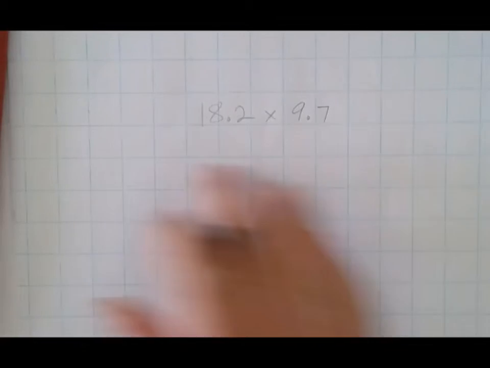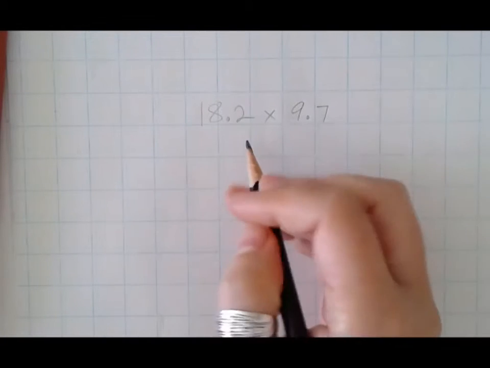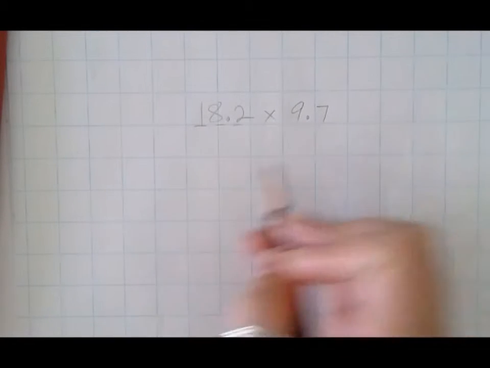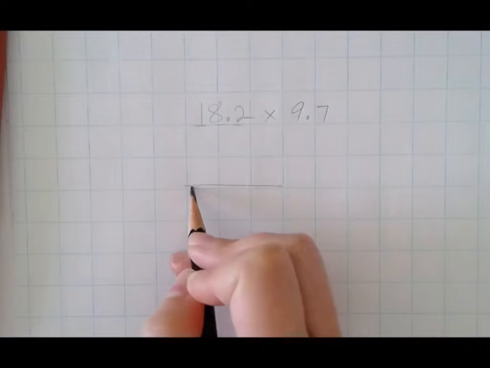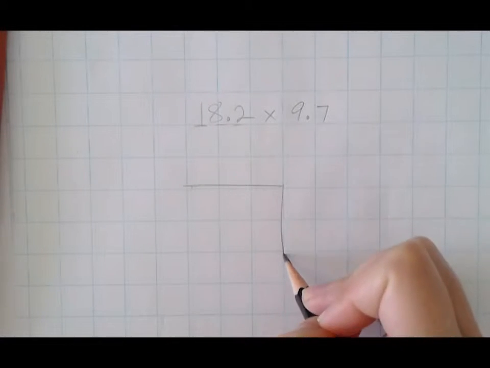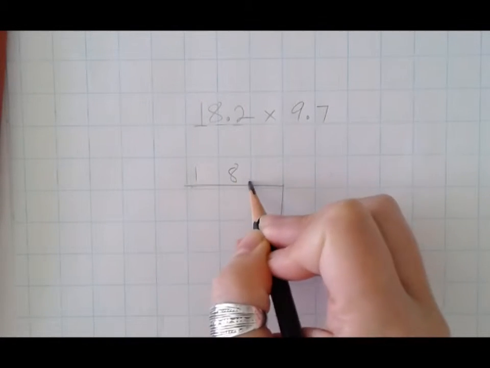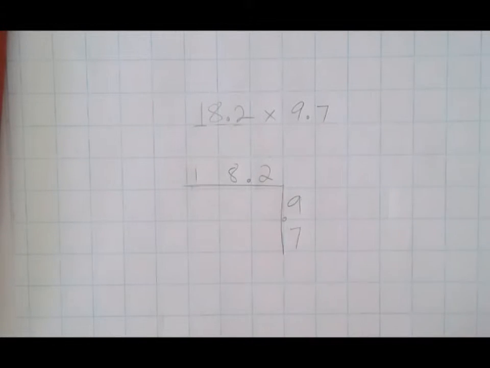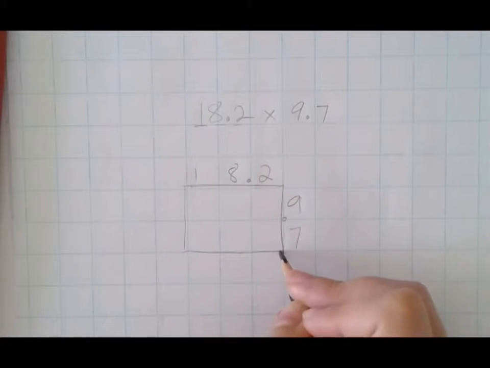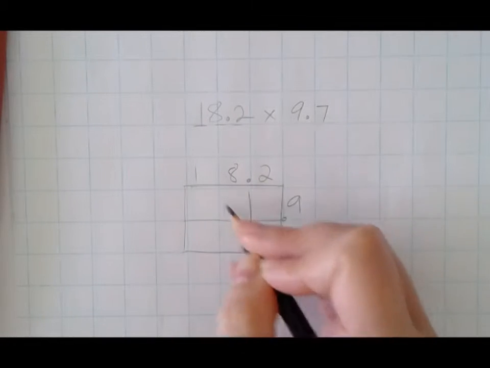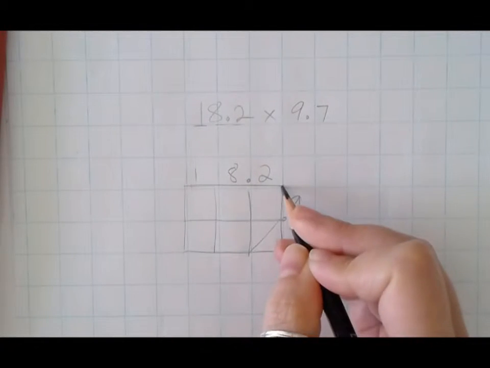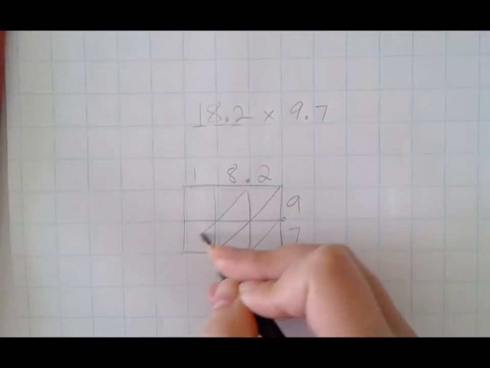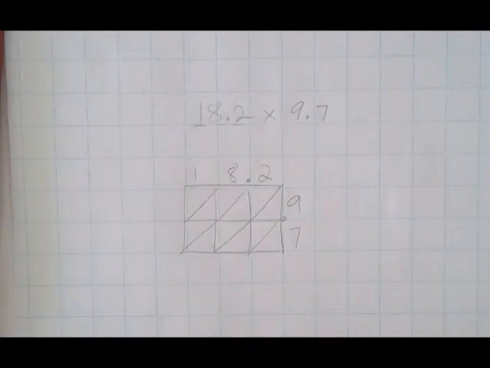Let's say that. I look at this the same way and set it up the same way. I still have 3 digits, so I still need 3 boxes across and 2 boxes down. 18.2, 9.7. I'm going to fill everything in just like I did before. And this is why we love grid paper. It helps keep everything nice and organized.